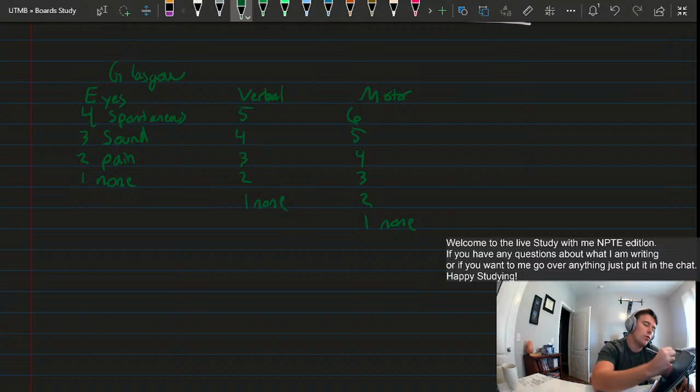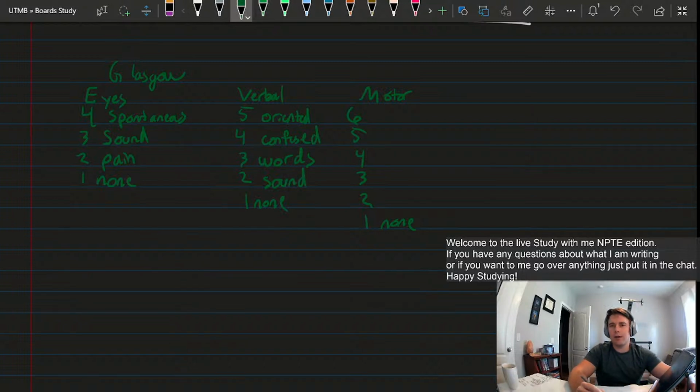So verbal is going to be oriented. So A and O times 4. 4 is going to be confused. So they make sentences, and the sentences kind of make sense, but they're just confused. You're going to give them a 4. A 3 means that they just say random words. A 2 is just sounds. So nothing is coherent. They don't make any words or anything like that. So you give them a 2. And of course, a 1 is they don't speak at all.